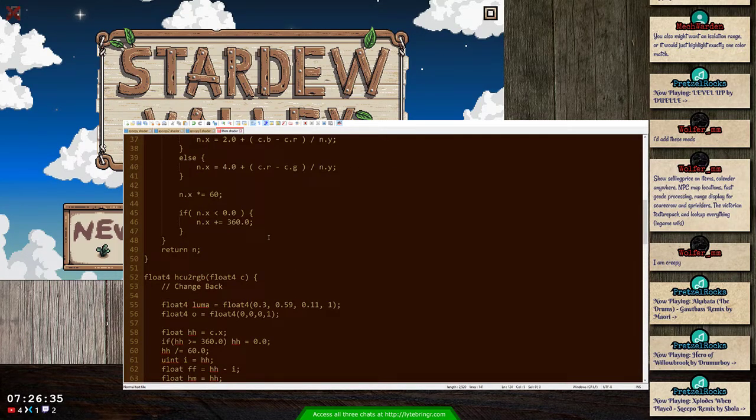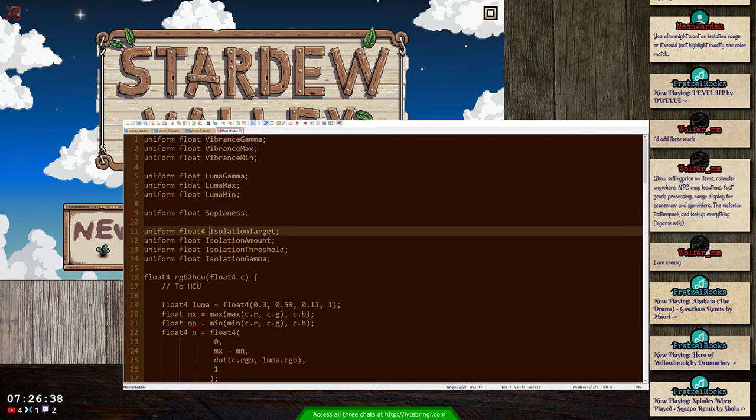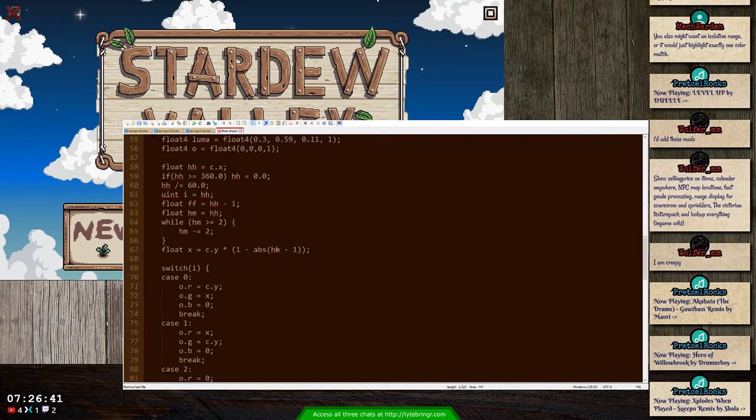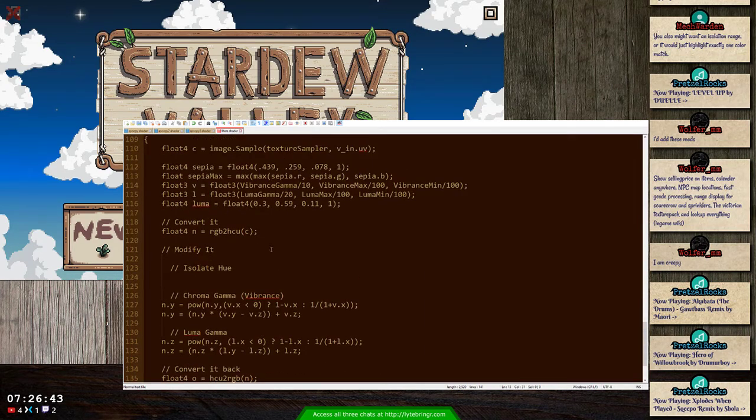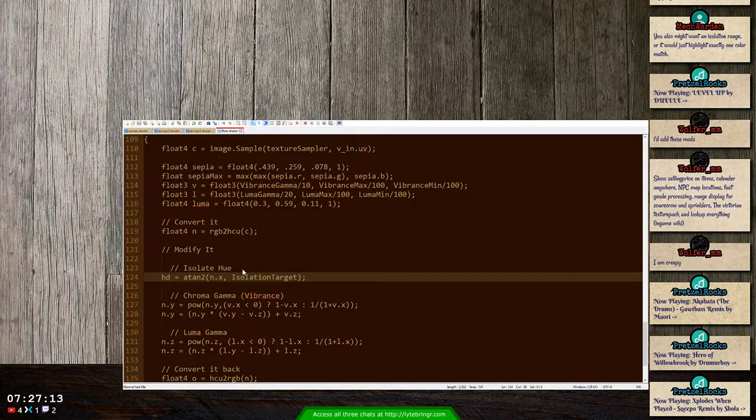So what we're going to do is get the distance of the hue from the target. So that's n.x and isolation target. And what we want is hue distance, and that is an atan2 of these two angles. Save. Did we break everything? Of course we did. Because isolation target is in the wrong space.